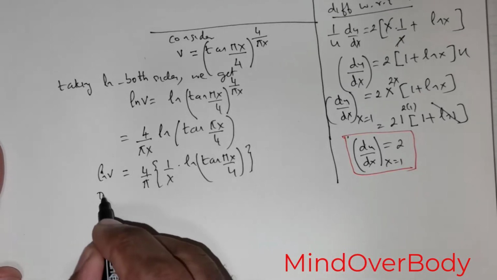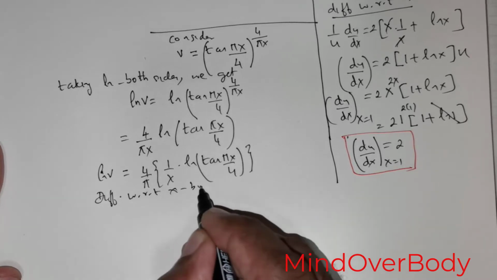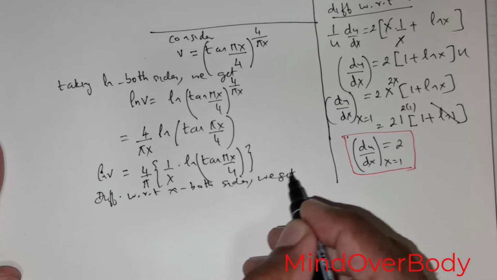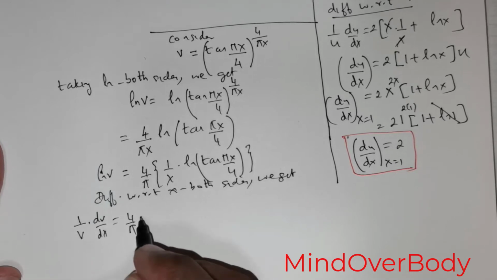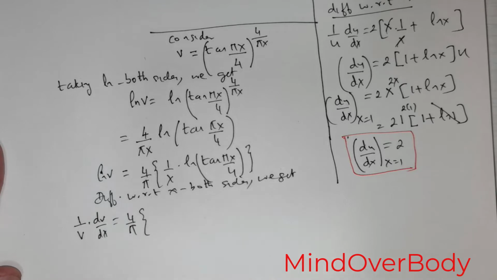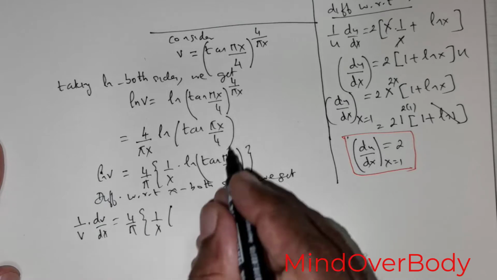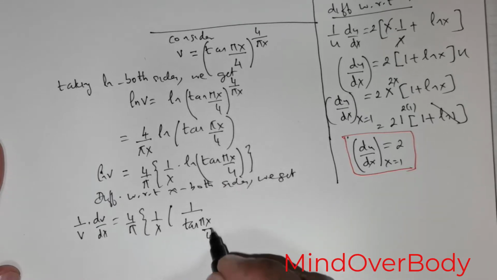Now differentiating with respect to x on both sides, what do we get? This is going to be 1 over v times dv over dx is equal to 4 over pi, which is a constant, times the uv formula, so that's going to be 1 over x times 1 over tan(pi x over 4).